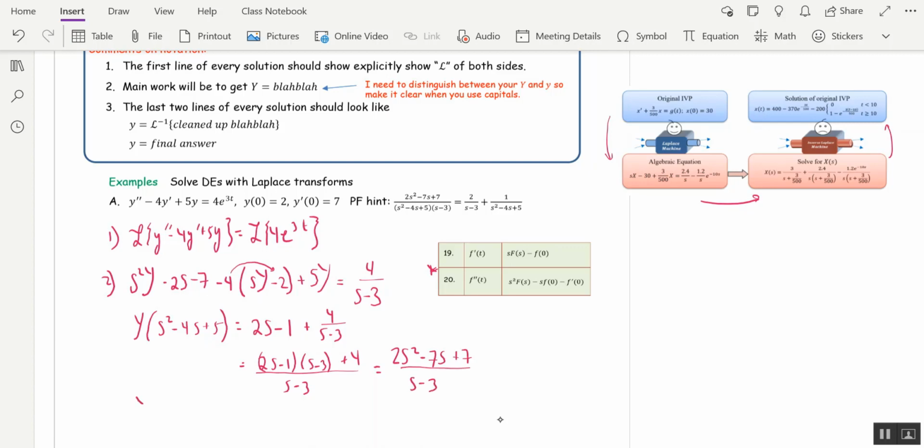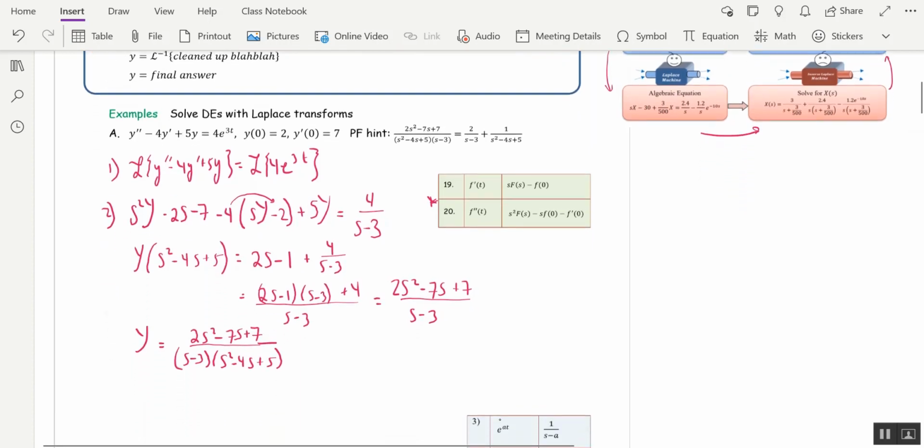Finally, solve for big Y. So up here in the instructions, we should get Y equals blah. So now we've got Y equals 2s squared minus 7s plus 7, all divided by s minus 3 times s squared minus 4s plus 5, which is an irreducible quadratic.